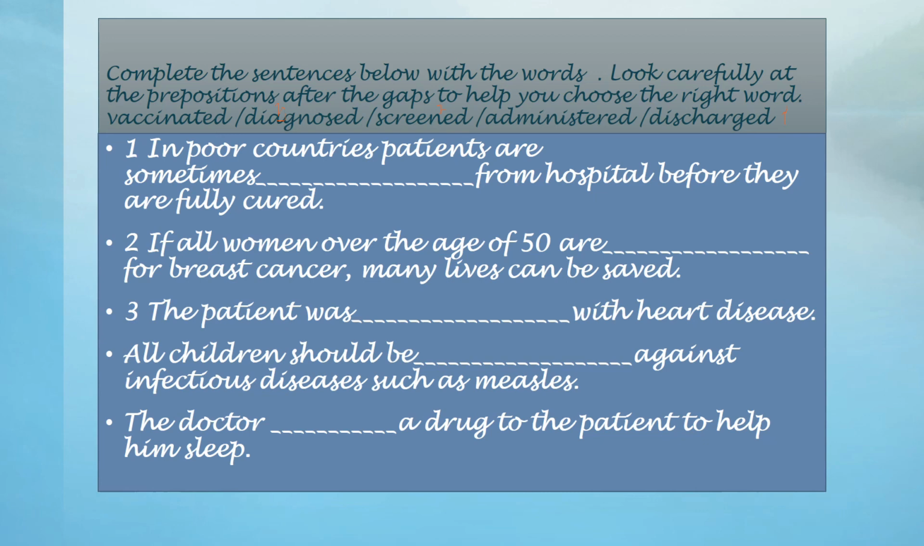What do you think the right answer is? We only have 2 answers now, vaccinated and administered. Excellent. The right answer is vaccinated. They had a vaccine. Very good. So all children should be vaccinated against infectious diseases such as measles. And finally, we have sentence number 5. The doctor blank a drug to the patient to help him sleep. Definitely, the only remaining answer is administered. So the doctor administered a drug to the patient to help him sleep.